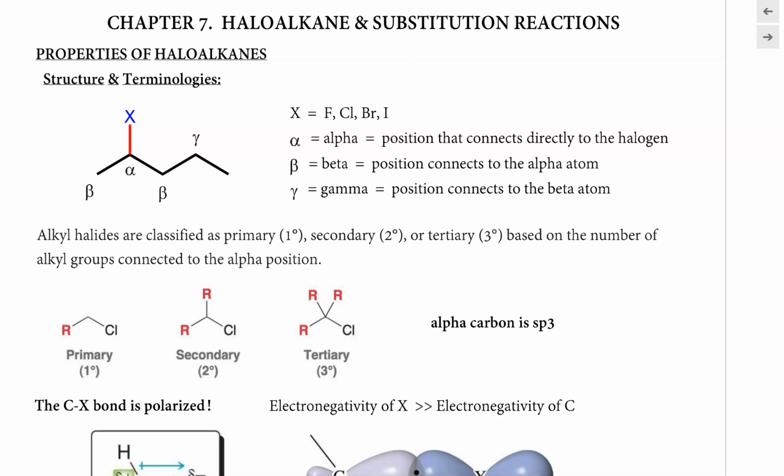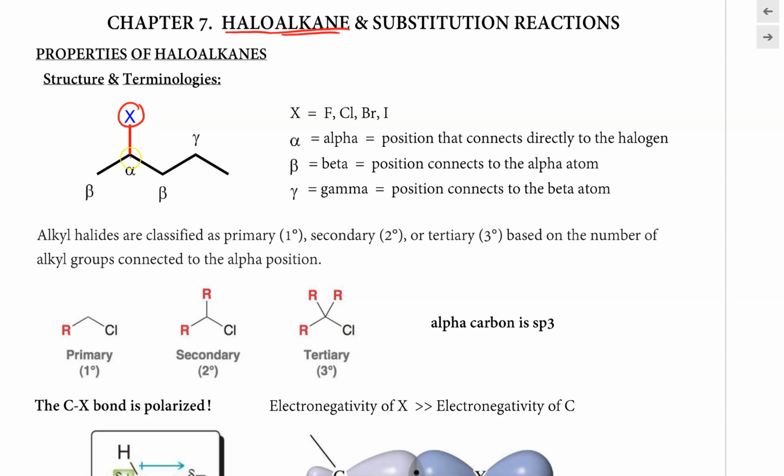As its name implies, haloalkanes are a functional group that consists of a hydrocarbon chain, so basically an alkane, and a halogen bonded to it. So for example, here we have a hydrocarbon chain, and now we have X, and X here is the halogen. So X can be fluorine, chlorine, bromine, or iodine, any of these halogens, and then this will make up this haloalkane functional group.